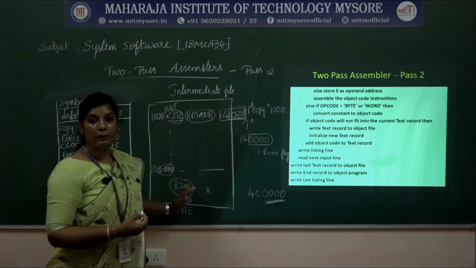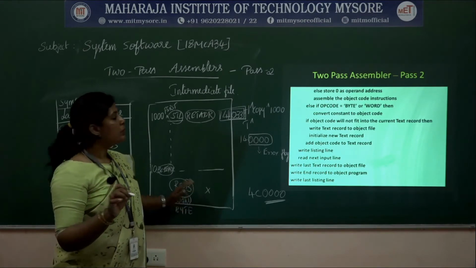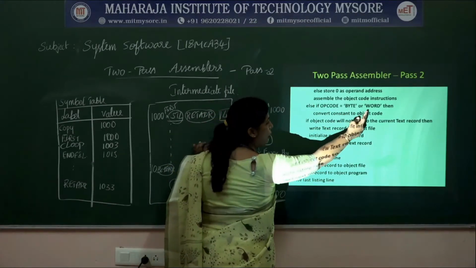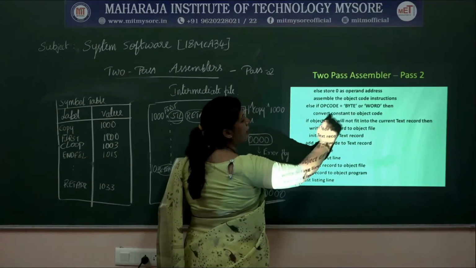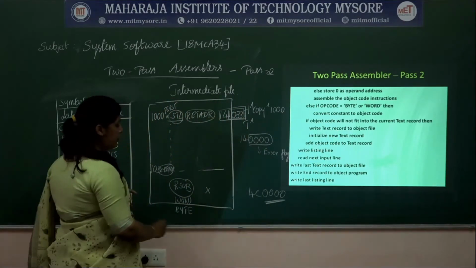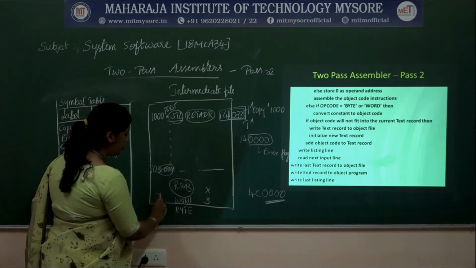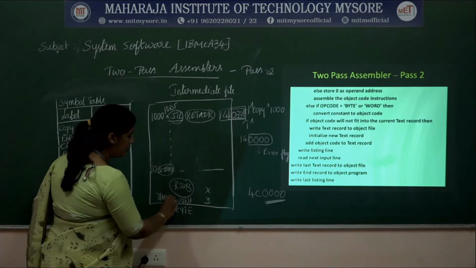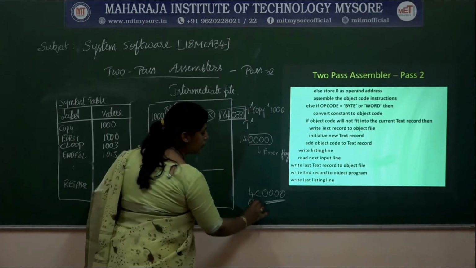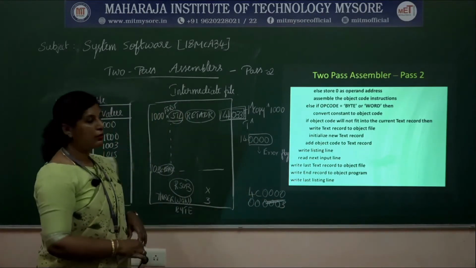Suppose the opcode is not present in the opcode table, which means it is an assembler directive. If it is an assembler directive, it is going to search whether it is BYTE or WORD. If the opcode is equal to BYTE or WORD, then it is going to convert that constant into object code. Suppose I am defining WORD with value 3, right? So here the operand is 3, the word integer value. What is the value? That is the constant value. It is going to convert that value into its equivalent constant value.